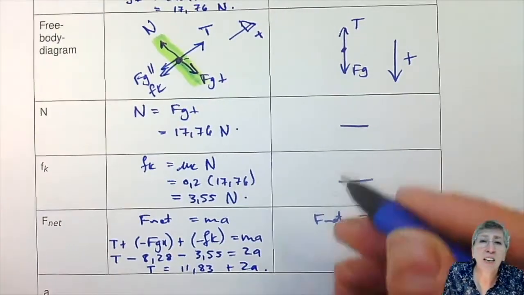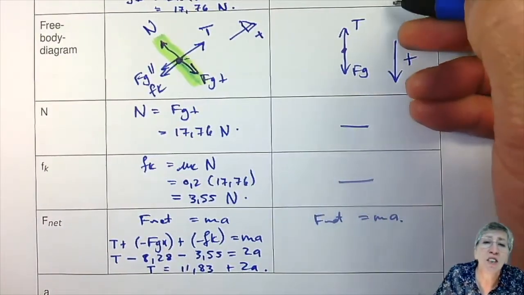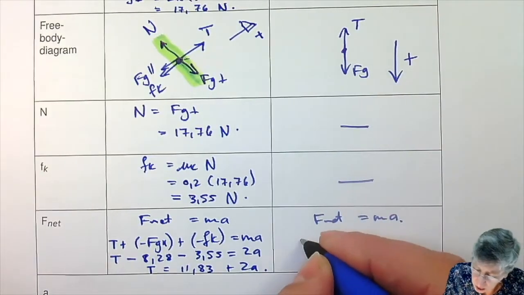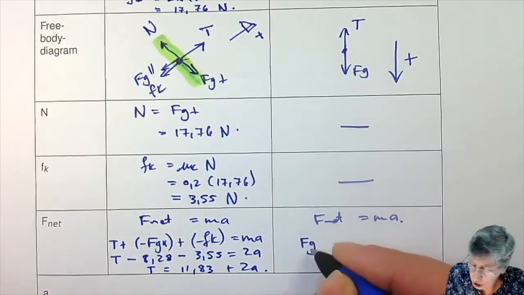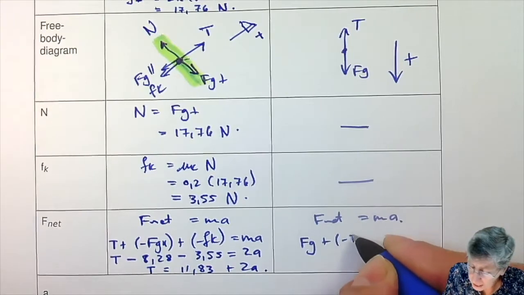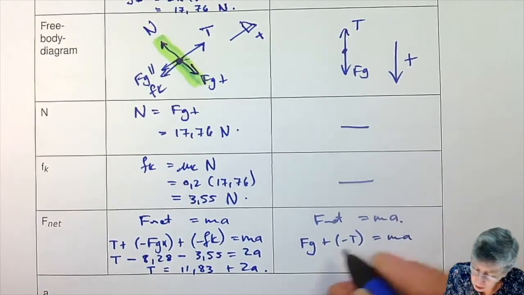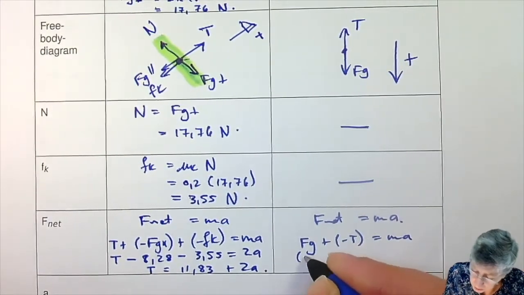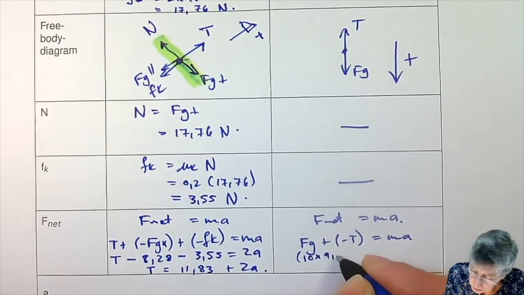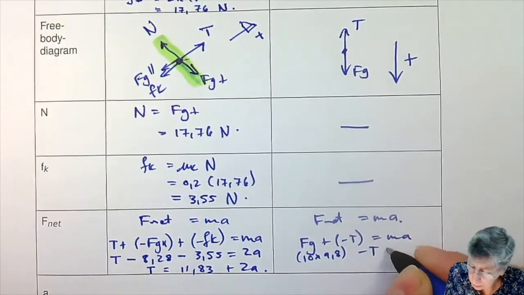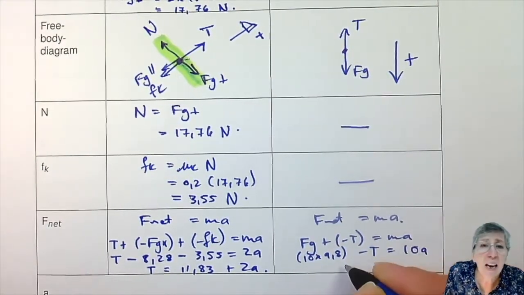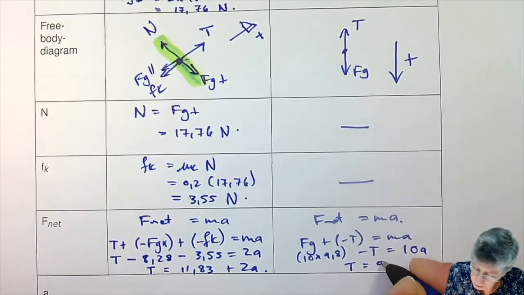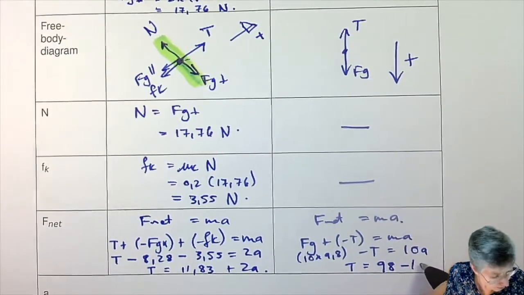Right, moving to the other side. Now the positive direction is the downward direction. So adding the forces together, Fg is a positive force and T is a negative force. And then you'll end up with 10 times 9,8 minus T being equal to 10a. And T ends up being 98 minus 10a.